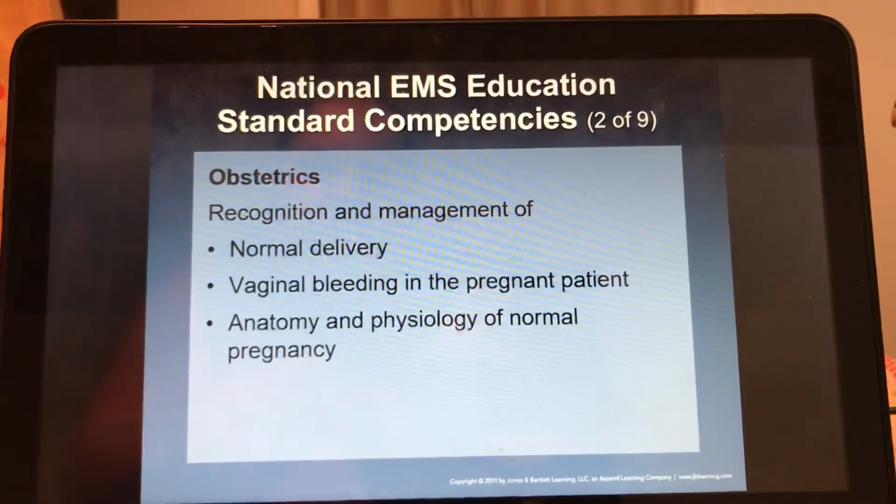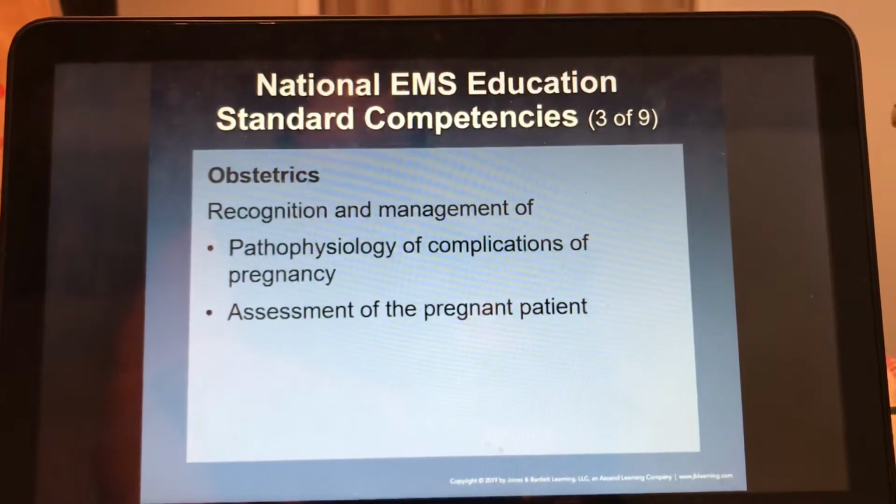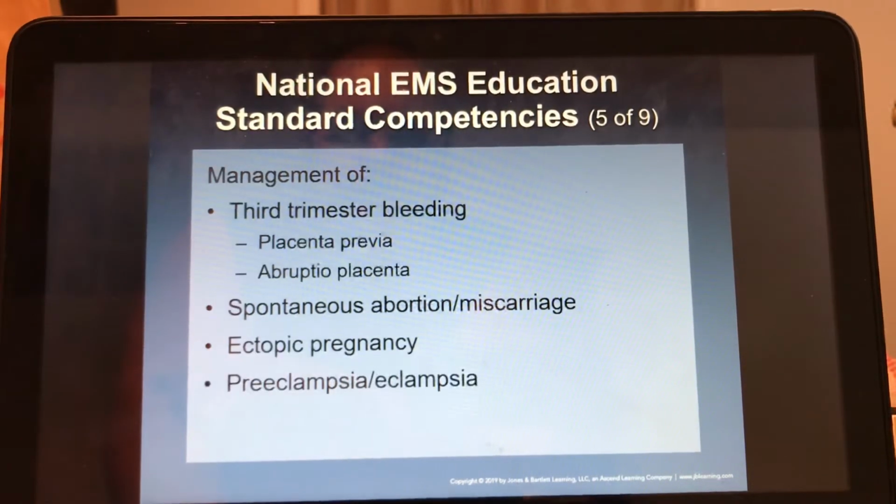We're also going to talk about vaginal bleeding. If you remember from last week, we kept saying that 3rd trimester vaginal bleeding was very, very important, and it needed to be dealt with right away. We're going to discuss why and what kind of bleeding they'll have. We're going to talk about anatomy and physiology of a normal pregnancy, complications of pregnancy, and assessing the pregnant patient. There are some things you want to know specifically for a pregnant patient.